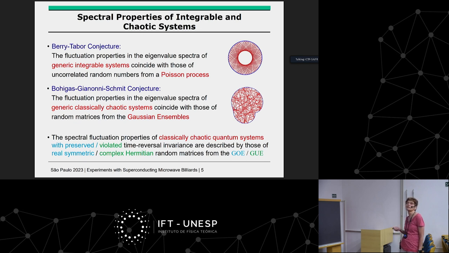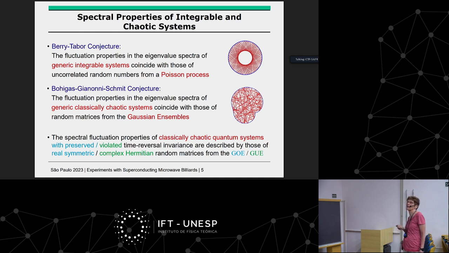On the other hand, as stated by Bohigas, Giannoni, and Schmit, and also before that it had been noticed by Casati and Michael Berry, when you have a system which is classically chaotic, and now you look at the properties of the eigenvalues, so fluctuation properties in the eigenvalue spectrum, then according to that conjecture, they are well described by those of the eigenvalues of random matrices from the so-called Gaussian ensembles. And this has now been proven in a large number of systems, and one type of system is these quantum billiards. There are three Gaussian ensembles, depending on the universality class of your system.